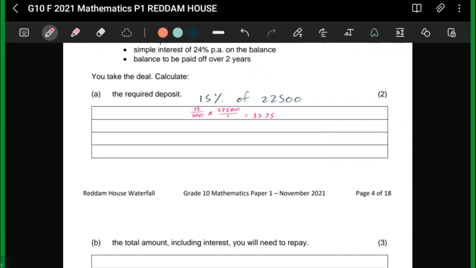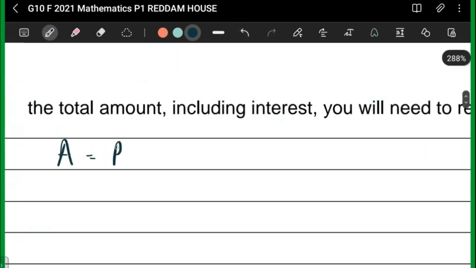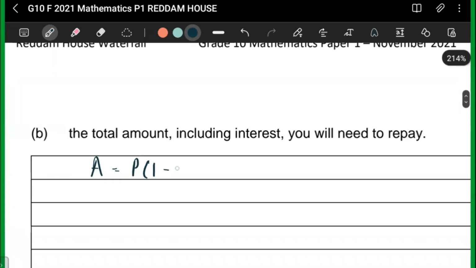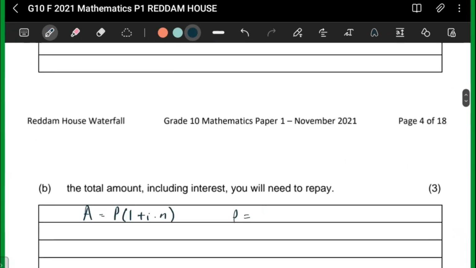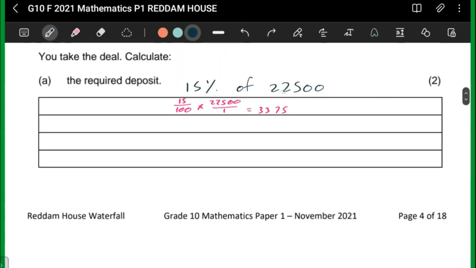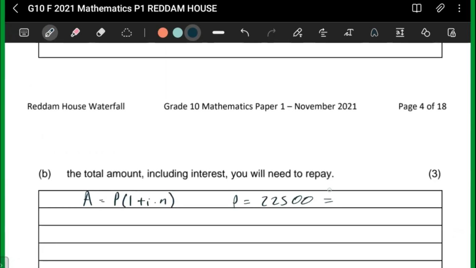So this is just a question where we have to use the simple interest formula, where we know that the simple interest formula is just A is equal to P, 1 plus I multiplied by N. Now P is the amount that you're owing. So the amount that you're owing is going to be the value of the computer minus what you paid.